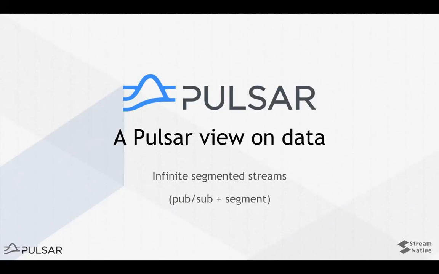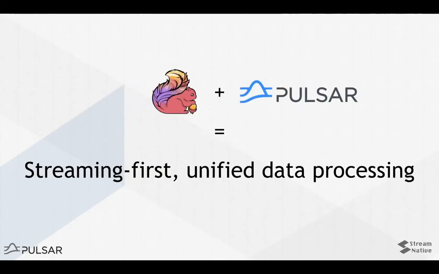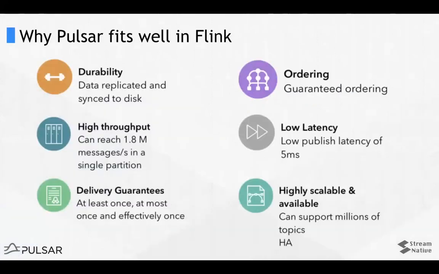And because Flink is trying to introduce unification on computation, we have the same view on the unification of data. So if you put Flink and Pulsar together, you're able to build what we call streaming-first unified data processing. What does that mean? First you need to see why Pulsar fits in well with Flink. There are a lot of points, but I will probably just skip that, as they are just some marketing points.